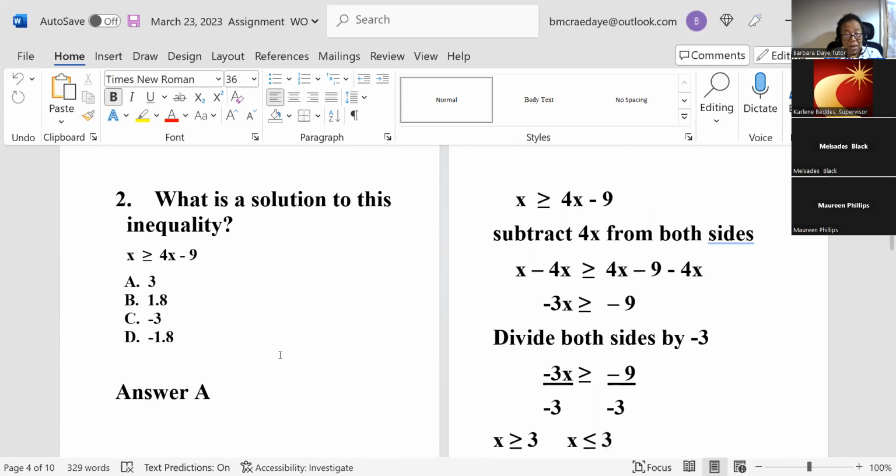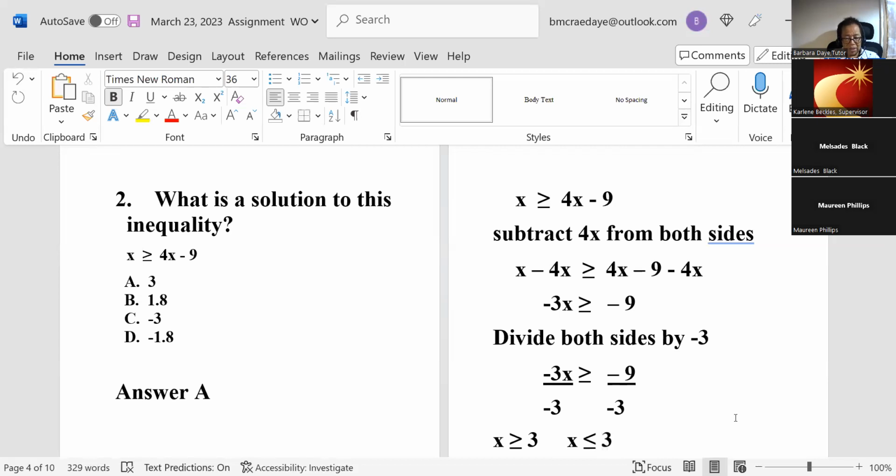But I just wanted to point out to you the rule: when you're dividing or multiplying by a negative, you reverse the inequality. So your answer would be x less than or equal. Say that again, Miss, when do I flip the sign? When you divide or multiply by a negative, you reverse the inequality.